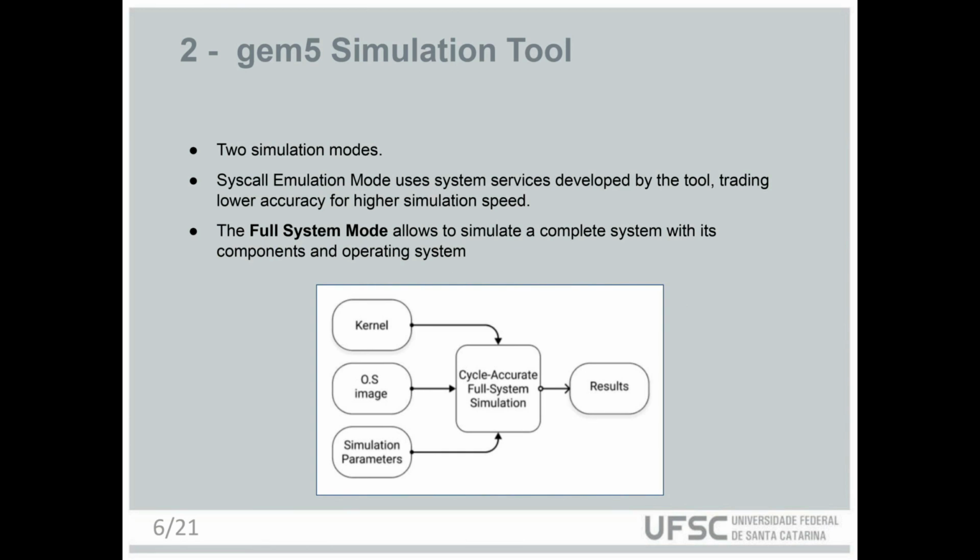So this tool offers basically two simulation modes. A syscall emulation mode, where the system services are developed by the tool, trading lower accuracy for higher simulation speed, and a full system mode, which is depicted on the picture, that allows the user to simulate a complete system with its components and operating systems. So basically, what we feed to the gem5 simulation is the kernel, the image of the operating system, and the simulation parameters.